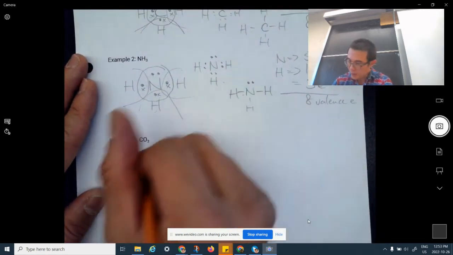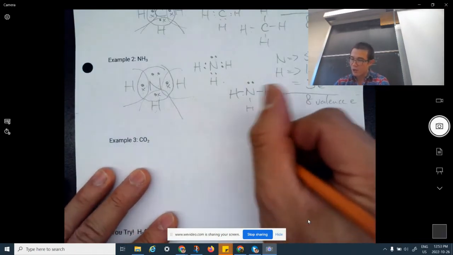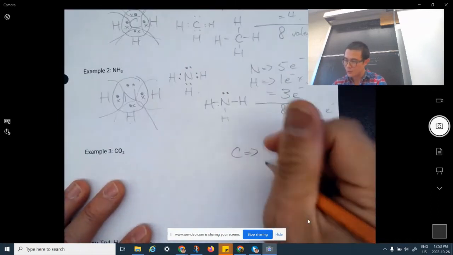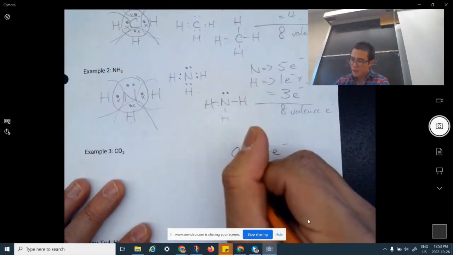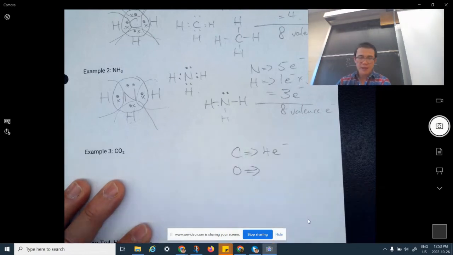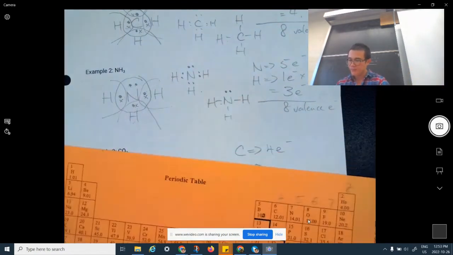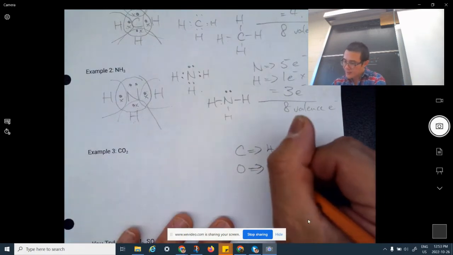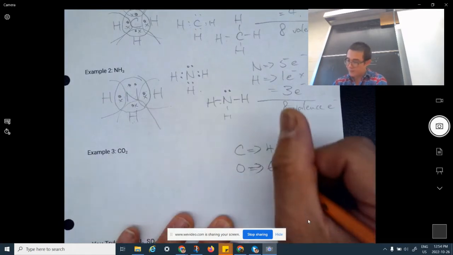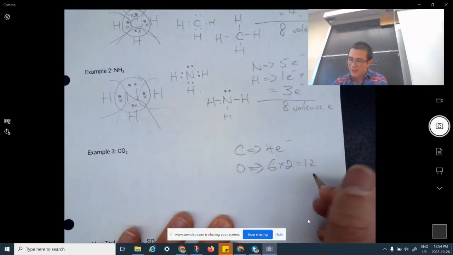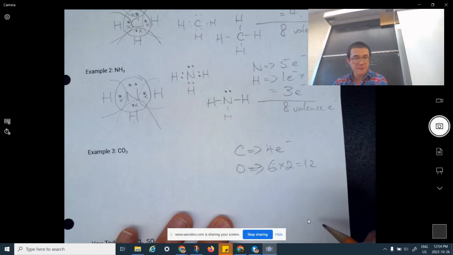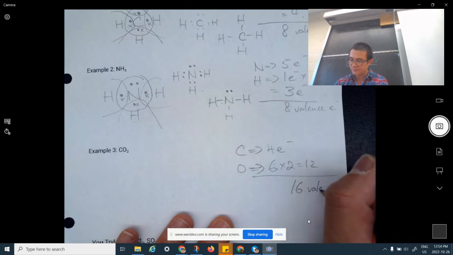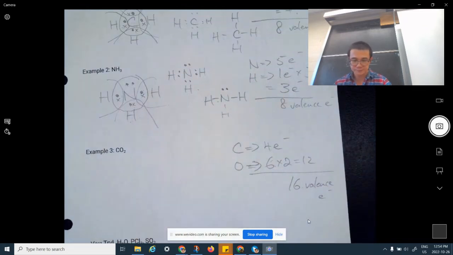Example number 3, we're gonna look at CO2. Now carbon, we were doing carbon earlier, it has 4 valence electrons, so that's good. Oxygen, if you look at the periodic table, oxygen will have 6 valence electrons. So in this case, 6, and there's 2 of them, which means you have 12 electrons from oxygen, which gives you a total of 16 valence electrons. Okay.